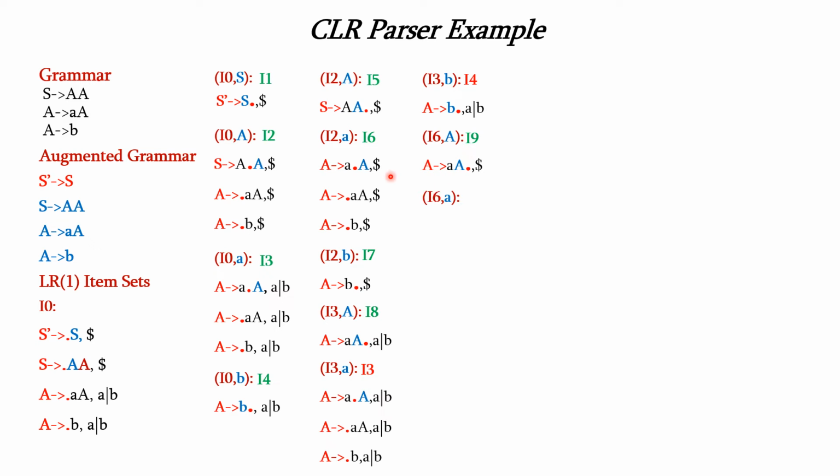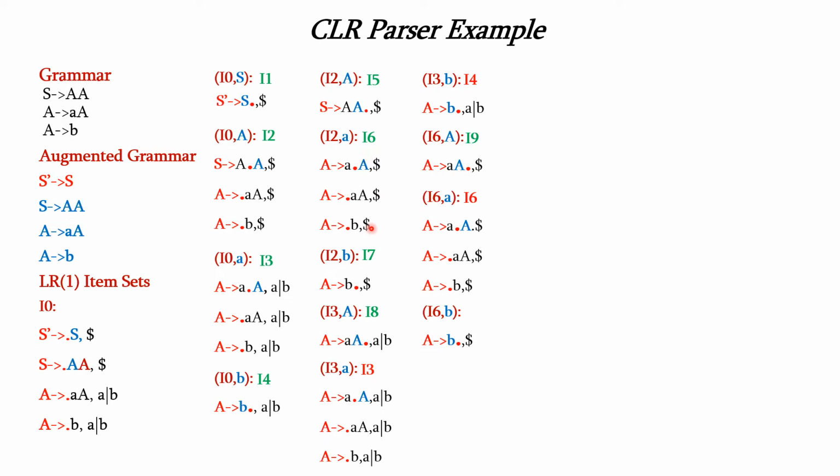Next I6 comma small a. For I6 comma small a, we move the dot one position to the right, so that is A tends to A dot A dollar. After this A we don't have anything, so we use the same lookahead symbol for the further production. For A we have two productions, A tends to AA and A tends to B, so we can write A tends to dot AA comma dollar and A tends to dot B comma dollar. We check whether this is already existing. It is similar to item set 6, so we name it as I6.